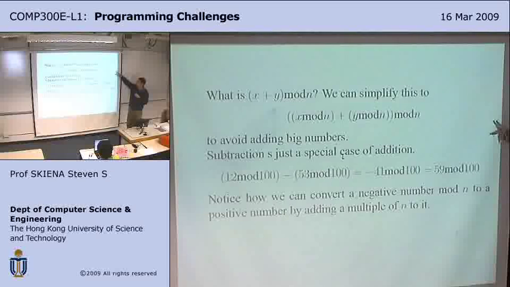If you're interested in only the remainder of the sum or the difference of big numbers, you can do it only with the small numbers. And that's an interesting property. Any questions?